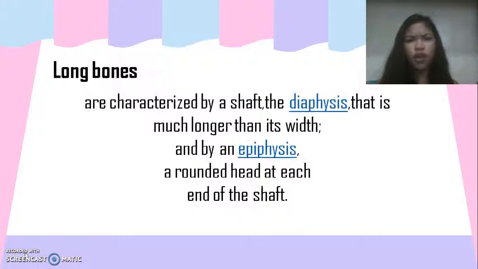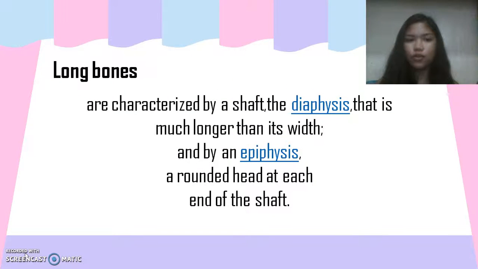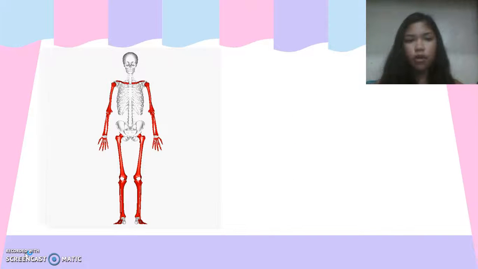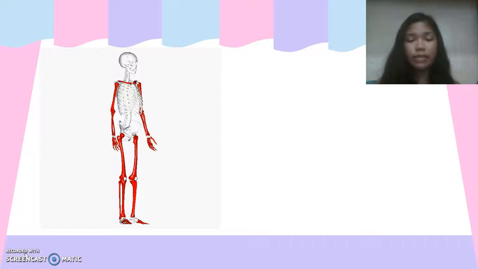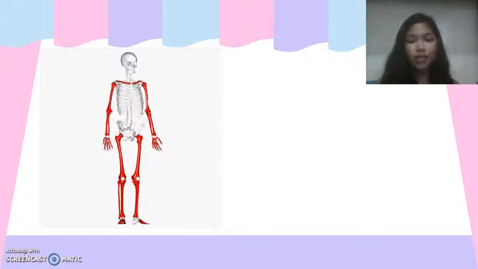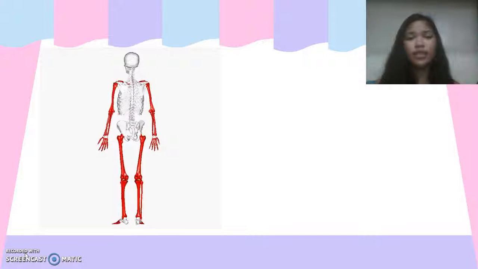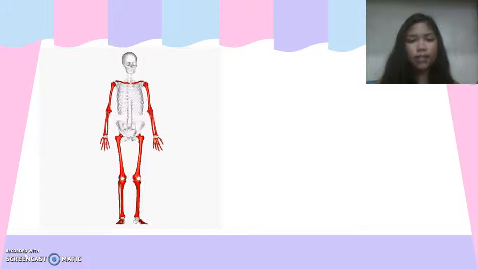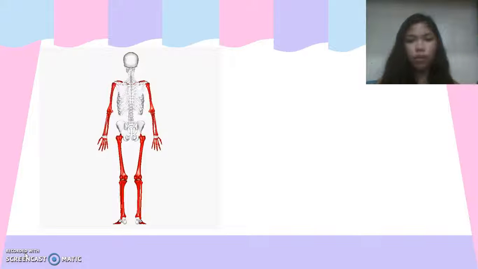Do you know what are the long bones? Long bones are characterized by a shaft, the diaphysis, that is much longer than its width, and by an epiphysis, a rounded head at each end of the shaft. Most bones of the limbs, including those of the fingers and toes, are long bones. Long bones, such as the clavicle, that have a differently shaped shaft or ends are also called modified long bones.